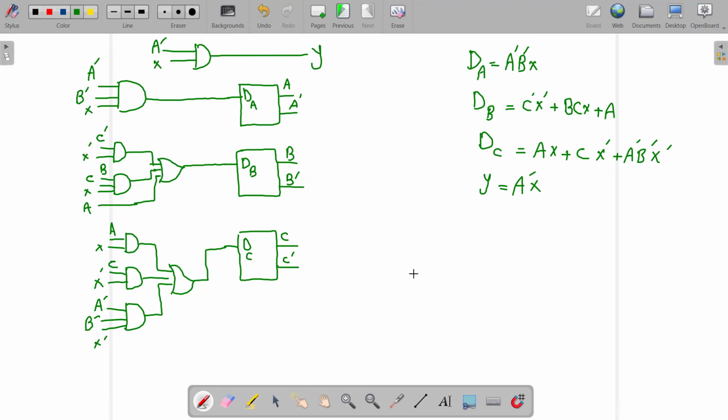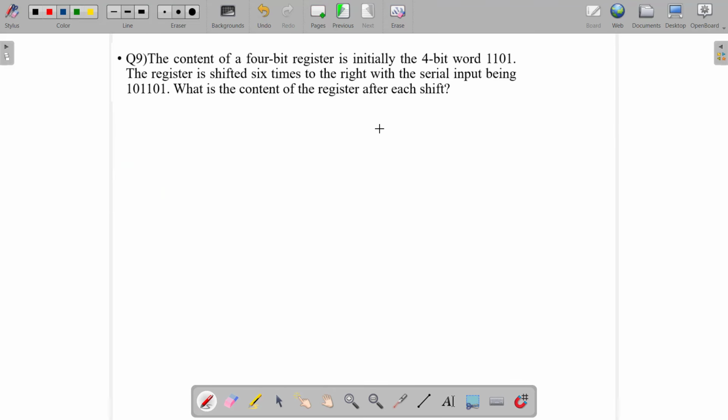So this is the designing of the sequential circuit that you saw here. Question number 9 says that we have a register, actually a 4-bit shift register, that initially has this 4-bit word stored in it. Now we want to shift this information 6 times to the right, and the serial input is this. What is the content of the register after each shift and at the end? So it means that we have something like that.